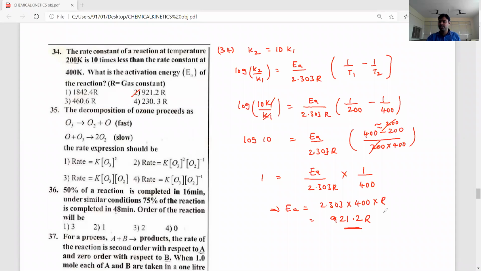If the activation energy is in joules, the R value is 8.314 joules per mole per Kelvin. If the activation energy is given in calories, the R value is 2 calories. So according to the units in the options, we need to consider the R value. Okay, let's see.